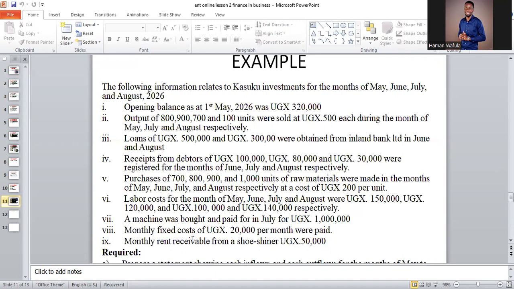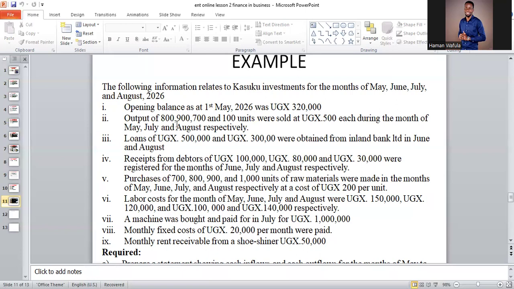Based on the information that we have here from Kasuku Investment for the months of May, June, July, and August 2026, remember I told you a cash flow statement is just a projection of what you hope to happen in terms of cash receipts and cash payments. Remember, we are only looking at cash transactions. Anything that does not involve cash is not recorded in the cash flow statement. An opening balance, of course, is the first item we write, but when we are adding up, we add it under the cash inflows.